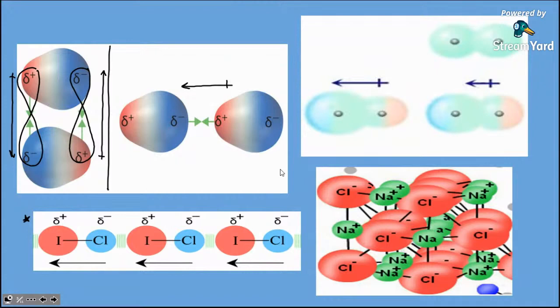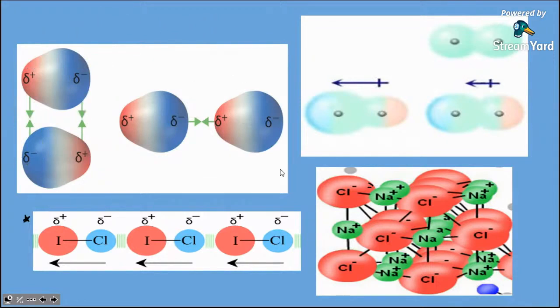Okay? And in fact, sometimes a lattice dipole for an ionic compound is an even stronger intermolecular force than what you get with a network solid. Okay? So that's just some examples of dipole-dipole, and the second type.